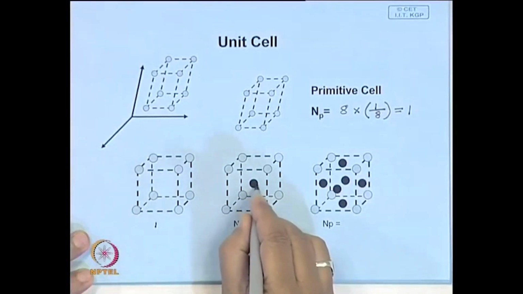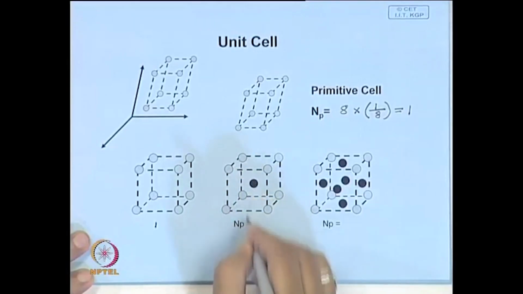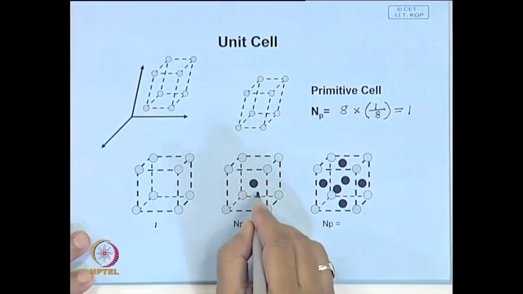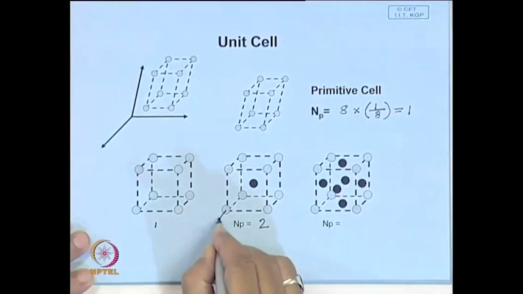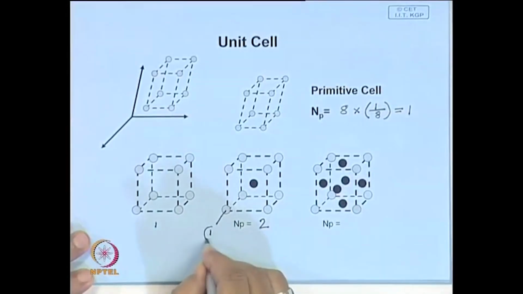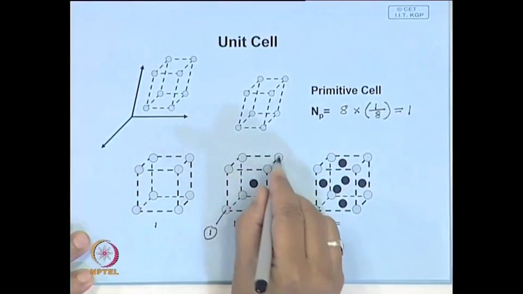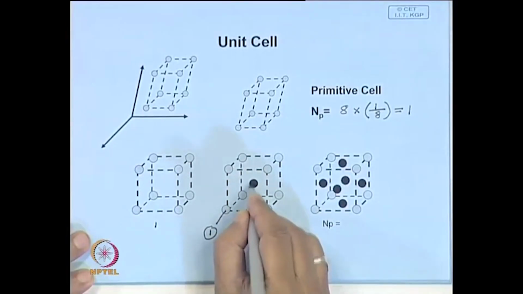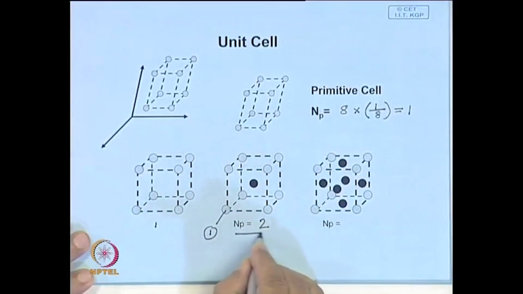If you have 1 at the center of the body, in that case the number of points per unit cell will be 2, because the contribution of the corner is 1 and this central point exclusively belongs to this unit cell. So, it is not a part of any neighboring cell. Therefore, here the number of points per unit cell is 2.